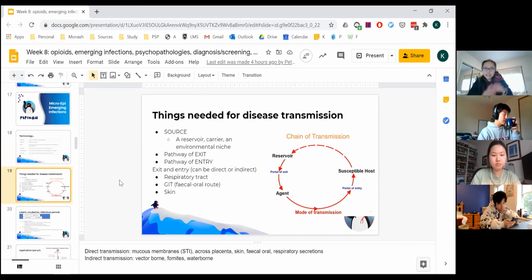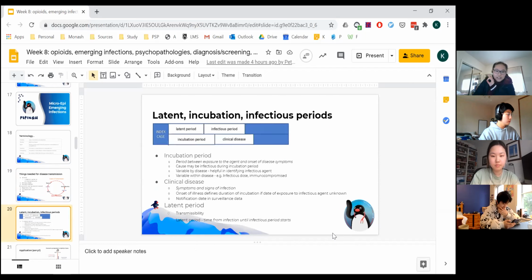Okay, you've seen this like 5 billion times, but the things you need for disease transmission, so you've got the chain of transmission, and we always want to break the circle or the chain of transmission, quite low yield. Although you might want to know that the easiest place to break it is right here at the mode of transmission place. So it's by good hand hygiene, PPE, and all that jazz.